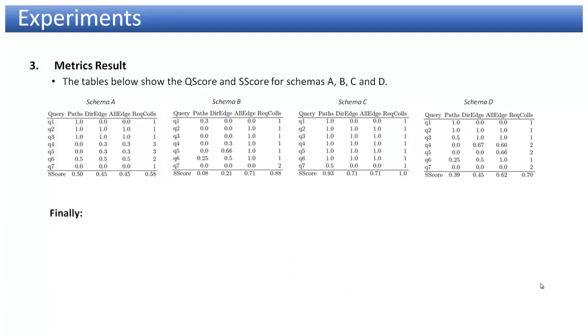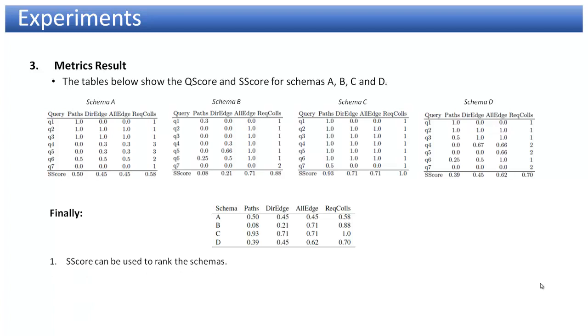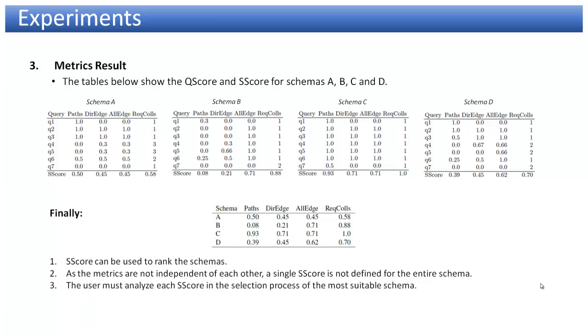And finally, this table shows the S-score for path, dir edge, all edge, and HEC-COS metrics, and it can be used to rank the schemas. As the metrics are not independent of each other, a single S-score is not defined for the entire schema. The user must analyze each S-score per metric in the selection process of the most suitable schema. As a result, in this experiment, schema C has the greatest coverage for all the input queries.